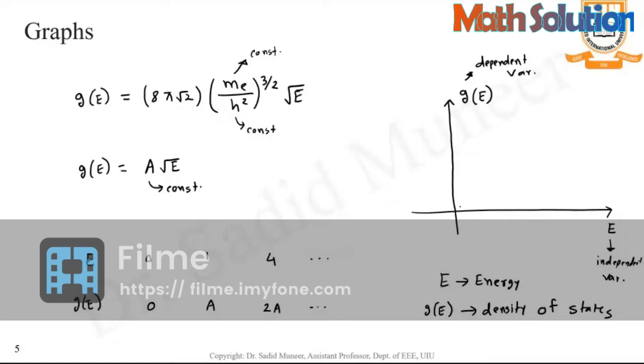So now you have 0, 0, and then for 1, you have A, right? And then for 4, you have 2, right? So for 1, you have A, for 4, you have 2. So this is A, this is twice A. Okay. So now add these points, and it will look something like this.